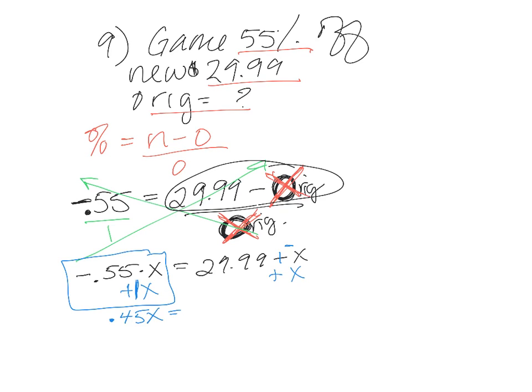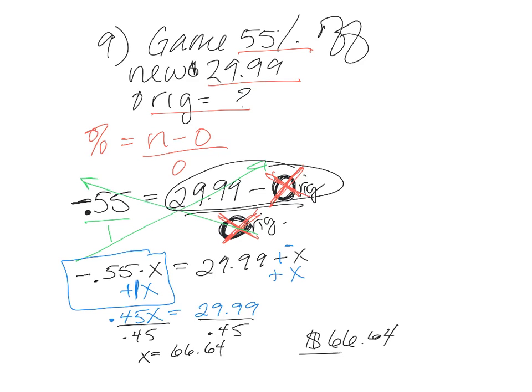0.45x equals 29.99. And now I need to divide to get my x all alone. And so my answer becomes x equals 66.64, which is money. And that is the original price of the game after you take a 55% discount.